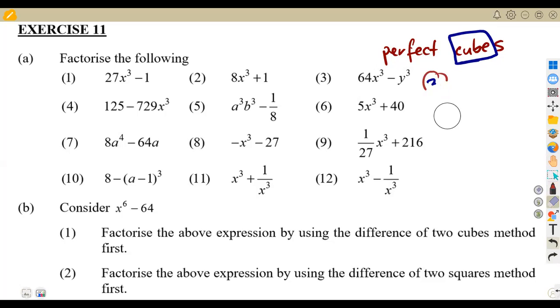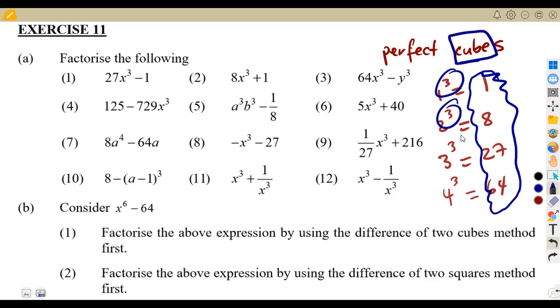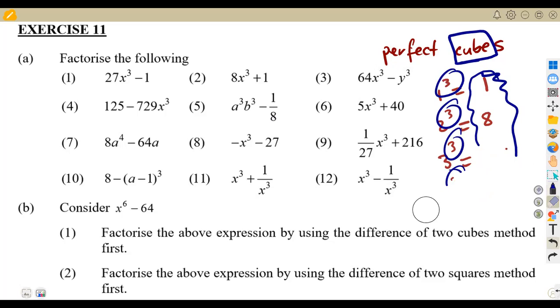So it follows that when we are talking about perfect cubes, we are referring to numbers such as 1 to the exponent of 3, which is 1, 2 to the exponent of 3, which gives us 8, 3 to the exponent of 3, which gives us 27, 4 to the exponent of 3, which is something like 64, and so on. So on a condition that I am to simplify this, I must know the perfect cubes raised to the exponent of 3. These are your perfect cubes.